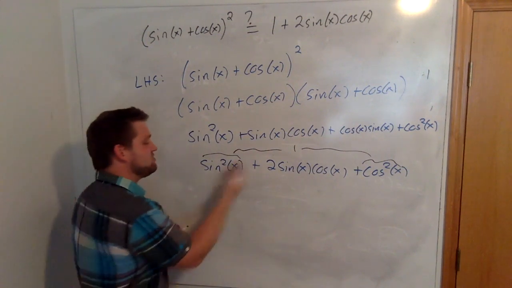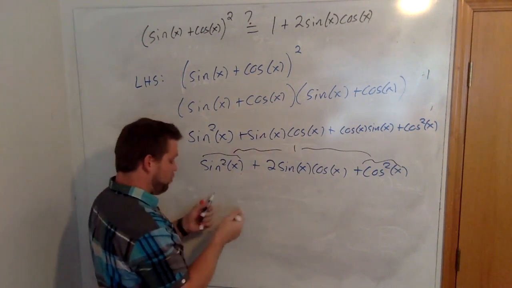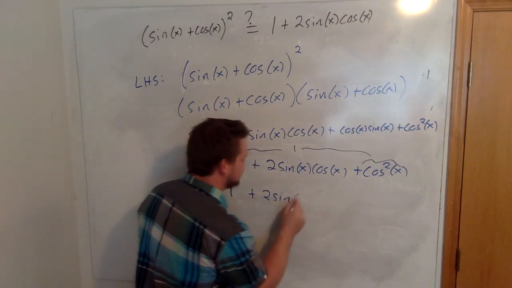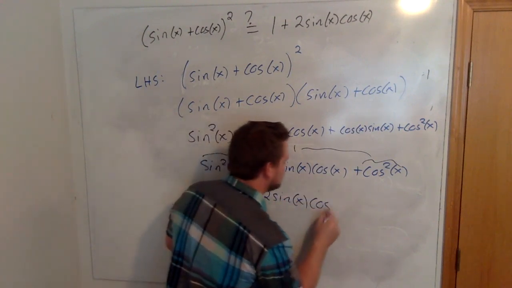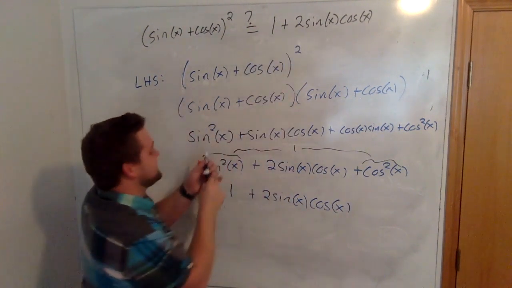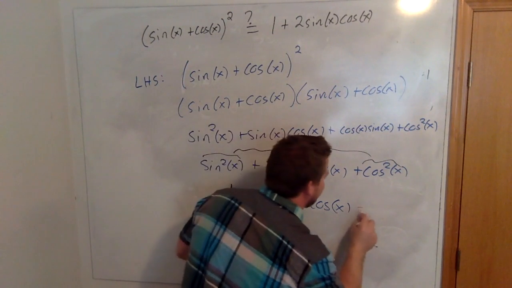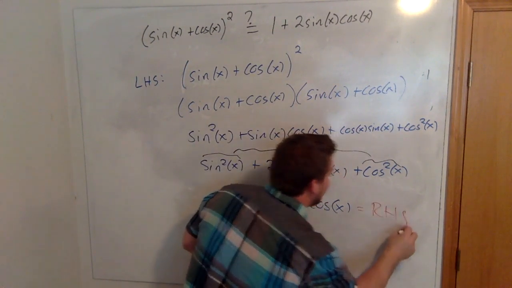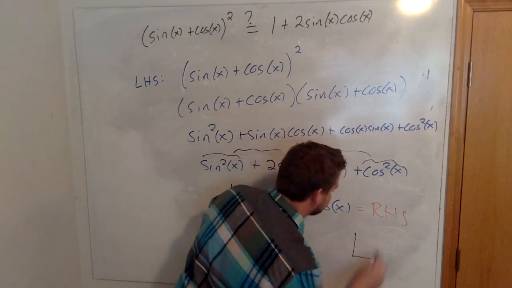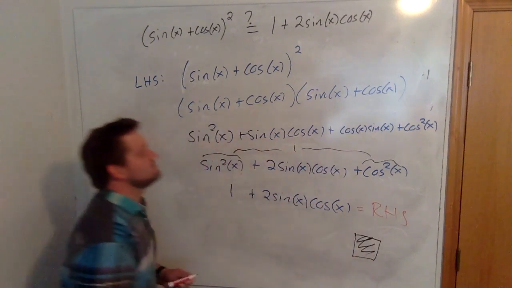Change the order of addition. Sine squared plus cosine squared, that's just 1. 1 plus 2 sine of x times cosine of x. And what do you know? It's the right-hand side. And we're finished. We showed that the left-hand side is the same as the right-hand side.